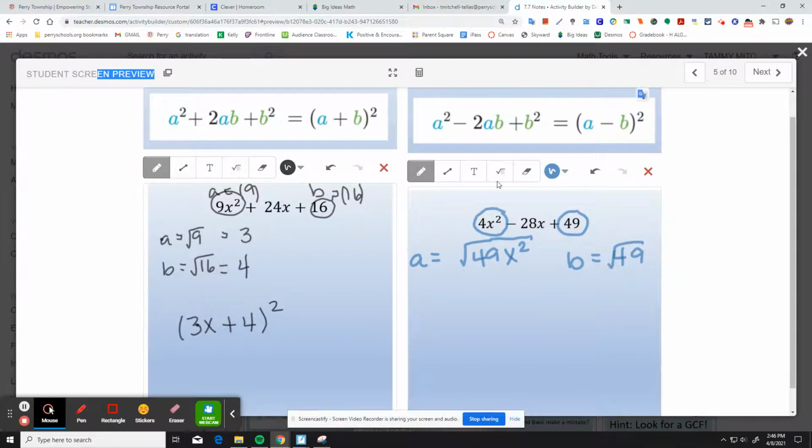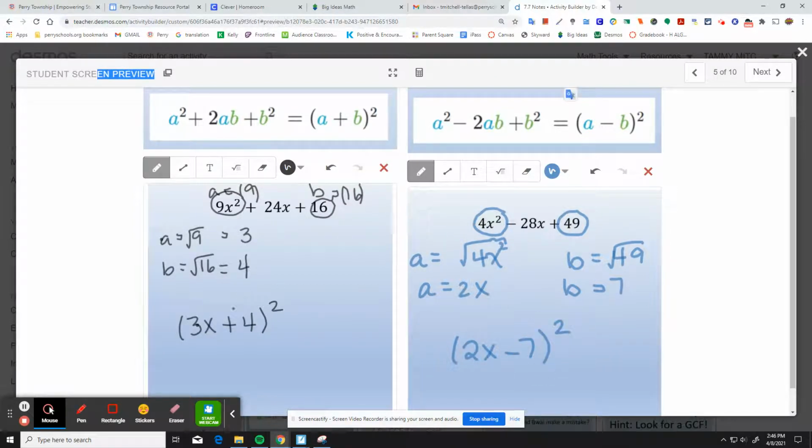Oh, 49, my bad. Not 49. I was thinking of the x squared. There we go. So our a is going to be 2x and our b is going to be 7. So now what we can do is stick it into our equation up here. So it would just be 2x minus 7 squared.